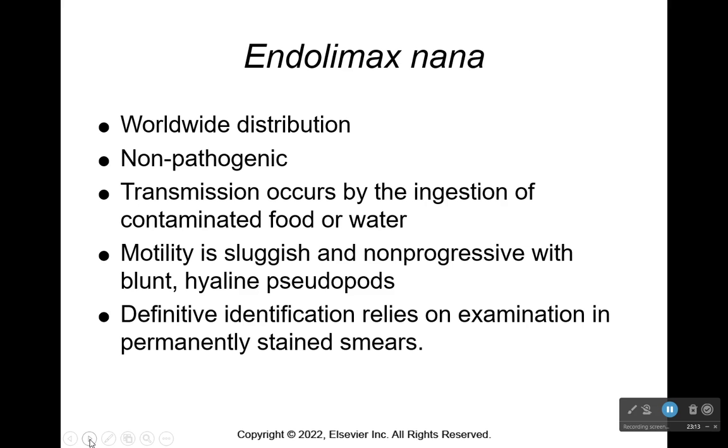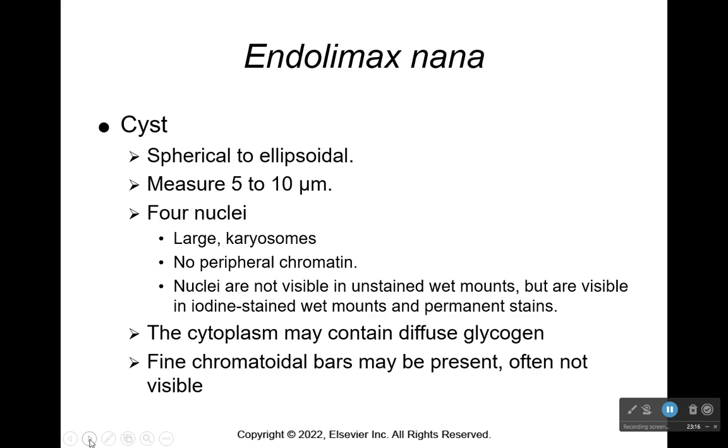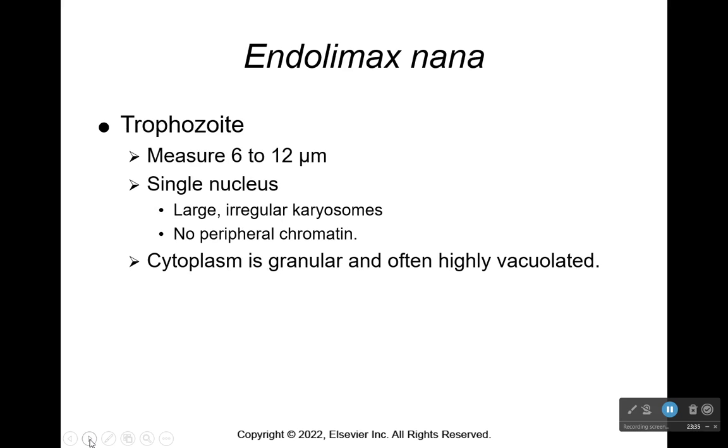You're going to see it in a stain smear. Here's all the cyst information, the karyosomes. If it is an unstained wet mount, you would not see the nuclei at all, so it wouldn't help you on determining that, those little eye nuclei. Usually you can't see the chromatoidal bars either. Trophozoite, very vacuolated, very granular, which is similar, the Endolimax nana, to our Entamoeba coli trophozoite.